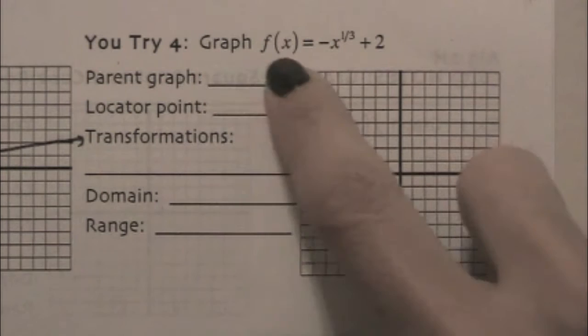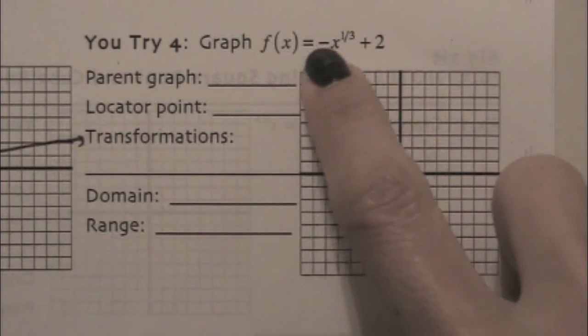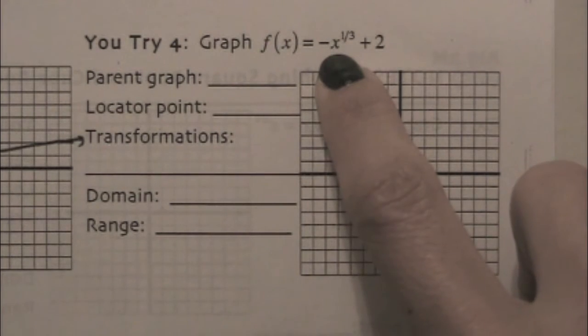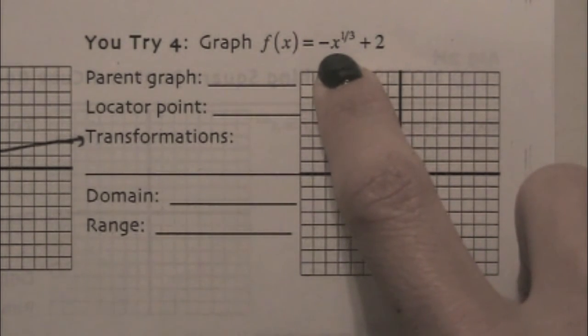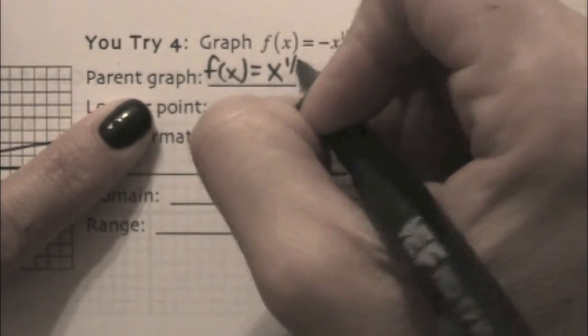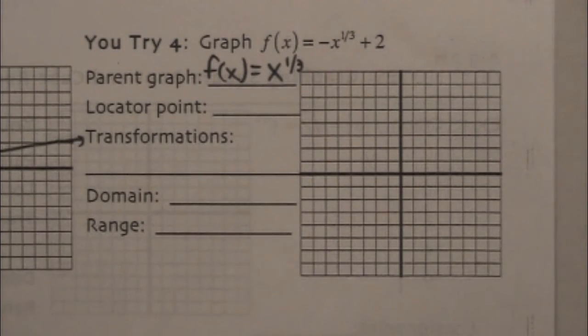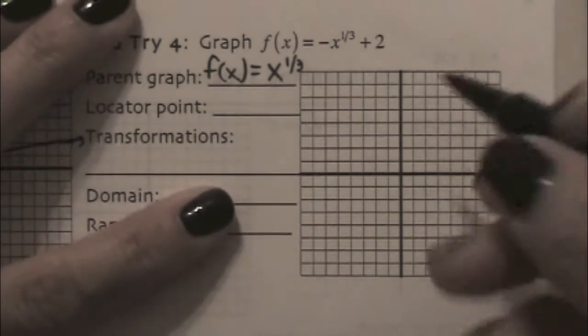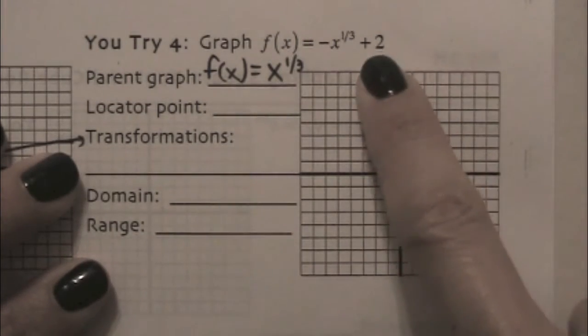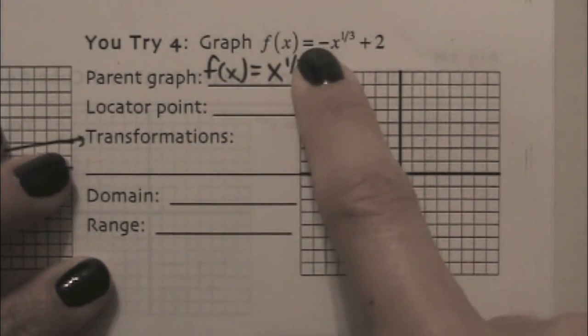This example says graph f of x, which equals negative x to the 1/3 plus 2. And remember, x to the 1/3 is the same as the cube root of x. So our parent graph is x to the 1/3, which again is equivalent to the cube root of x. And this value on the outside is going to be a vertical shift. We're going to go up 2, and then we also have a reflect in the x-axis.